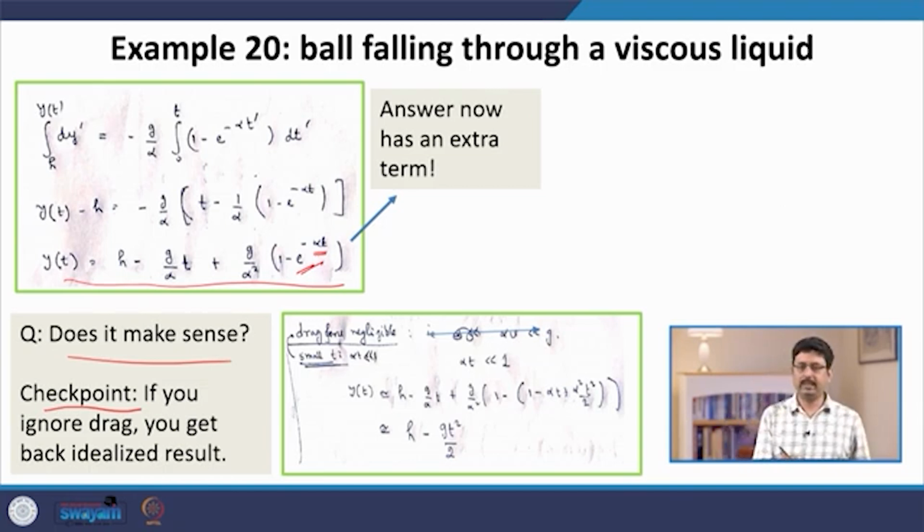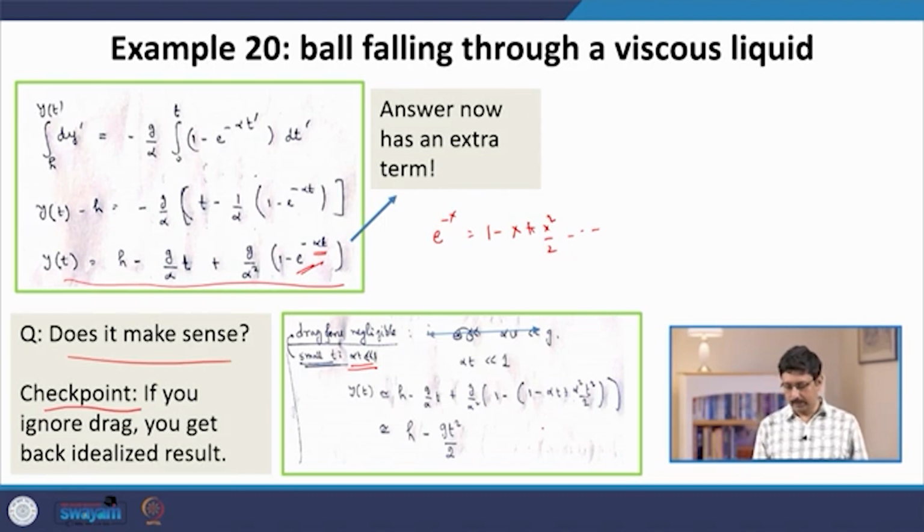Then you can expand. Small time means that t is small such that this product alpha t is very much smaller than 1. So, that is a measure of small time. Then you can expand this exponential in a series. Let us say e to the power minus x is 1 minus x plus x square by 2 minus and so on. This is the Taylor series expansion of e to the power minus x.